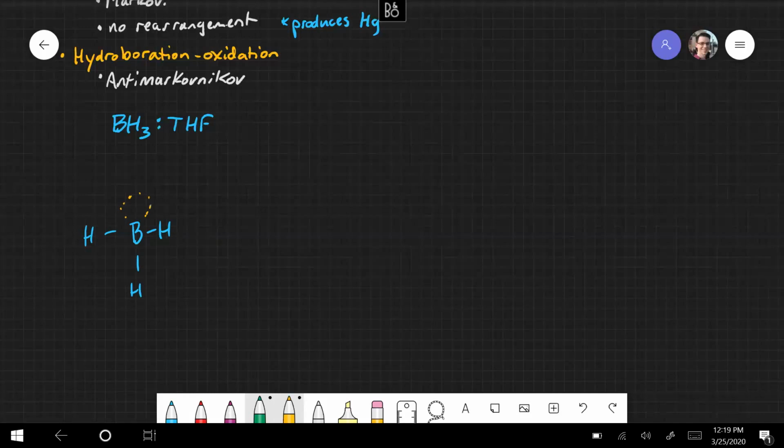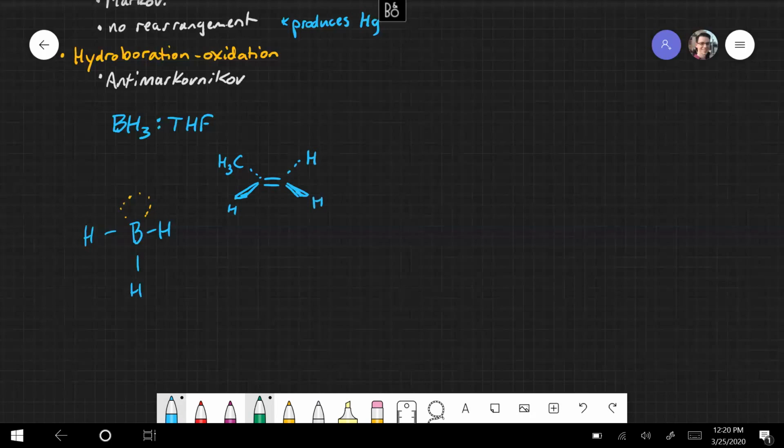So let's look at how this could react with something like propene. Propene's a simple example of an alkene that would, in Markovnikov hydration, form a secondary alcohol. Let's look at how it works here. Propene. I'm going to try to show some stereochemistry here. Here's our double bond. Again, using my wedges. Okay. All right, so here's my propene.